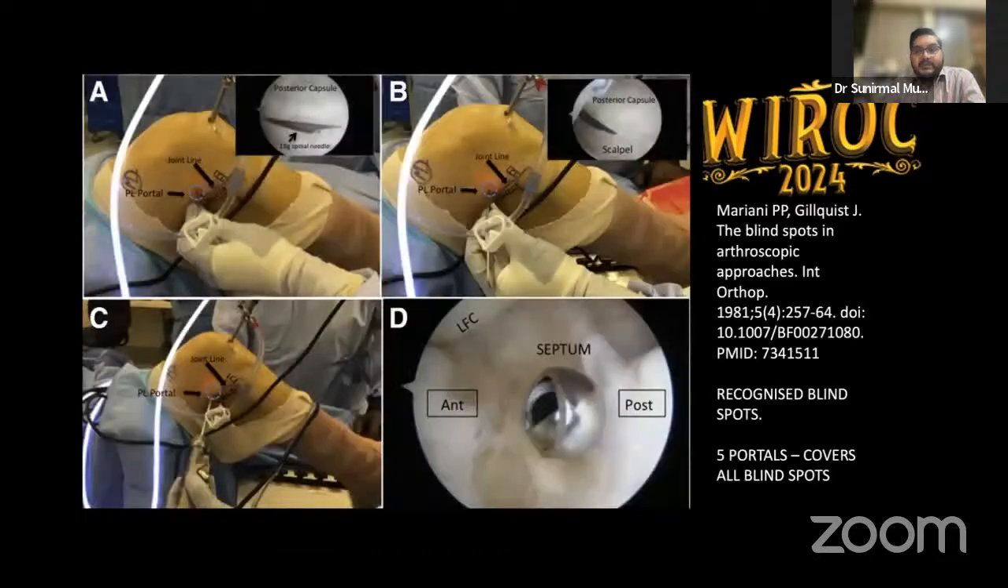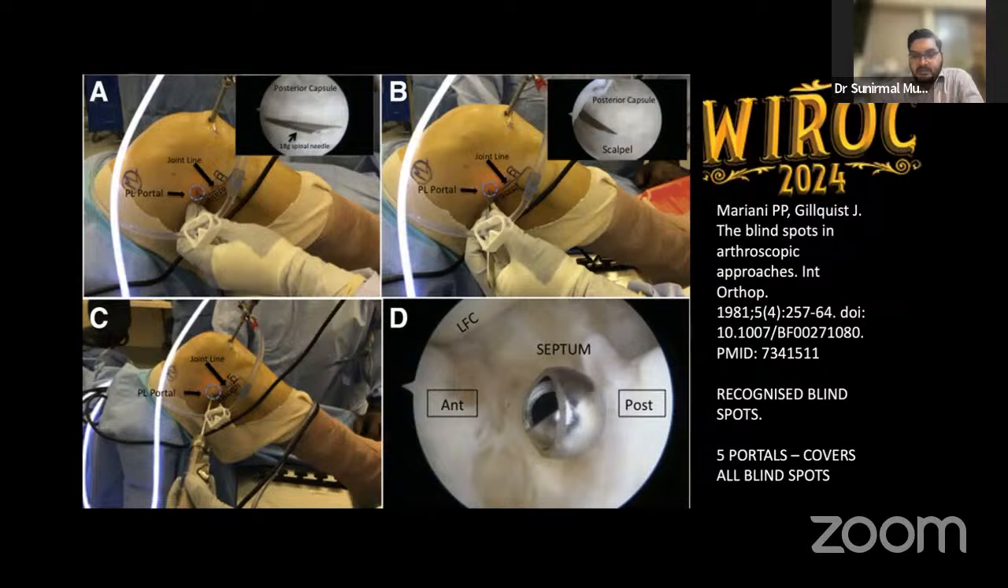In this image, we can see the various portals: anterolateral, posterolateral, and a transseptal portal was also made. From the posterolateral portal, we can look towards the lateral femoral condyle and the septum behind the PCL and the capsule, and gradually that septum is opened up so that we can go through and through and work. We can use one portal as a viewing portal and the other, posterolateral or posteromedial, for inserting the instruments.